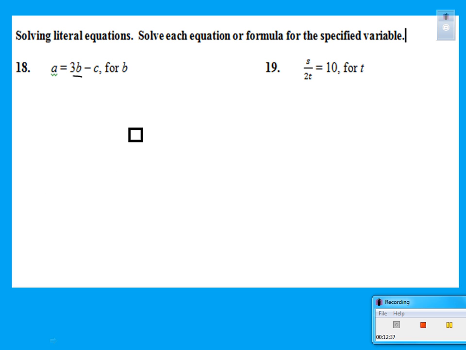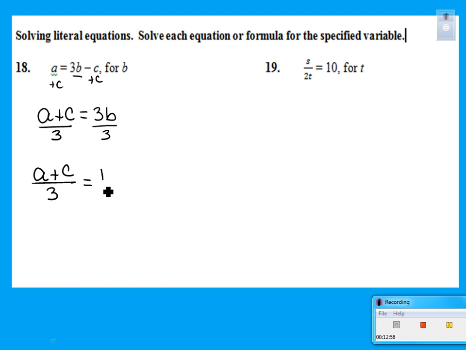So to solve a equal 3b minus c, I'm going to add c to both sides. So I now have a plus c equal 3b. I need to get b by itself, so I'm going to divide both sides by 3. So my answer, a plus c divided by 3, that's what b is equal to. So done. In a way, these are nicer because you can't simplify them.